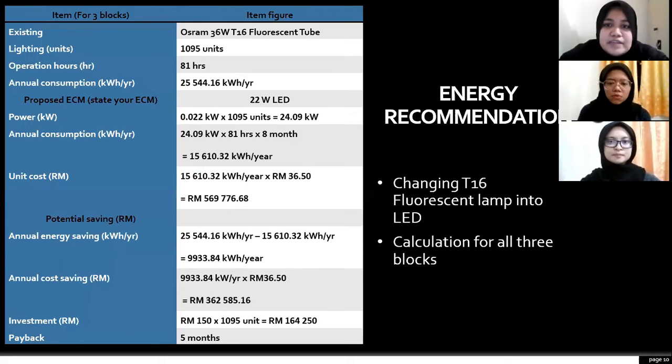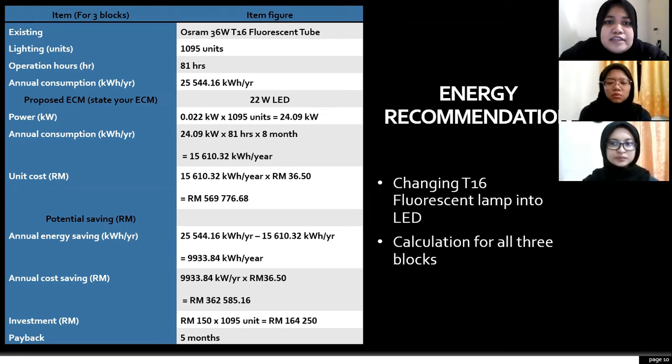Okay, for the energy recommendation, we suggest changing the T16 fluorescent lamp into LED since it consumes fewer watts, and the calculation is shown in the table. The existing lamp right now is the Osram 36 watt T16 fluorescent tube. Overall lighting units is 1095 units, and the overall operation hour is 81 hours. The annual consumption is 25,544.16 kilowatt hour per year.